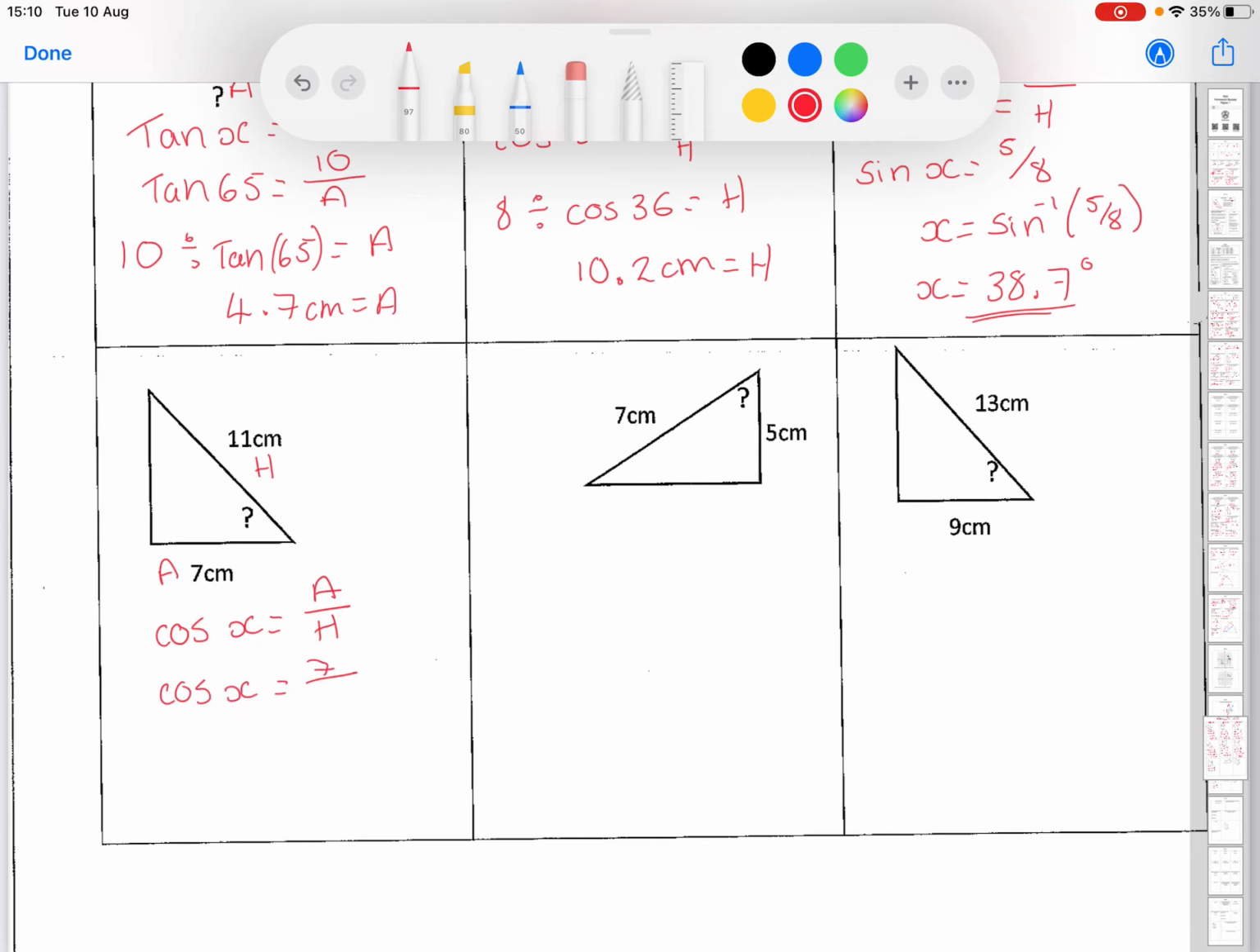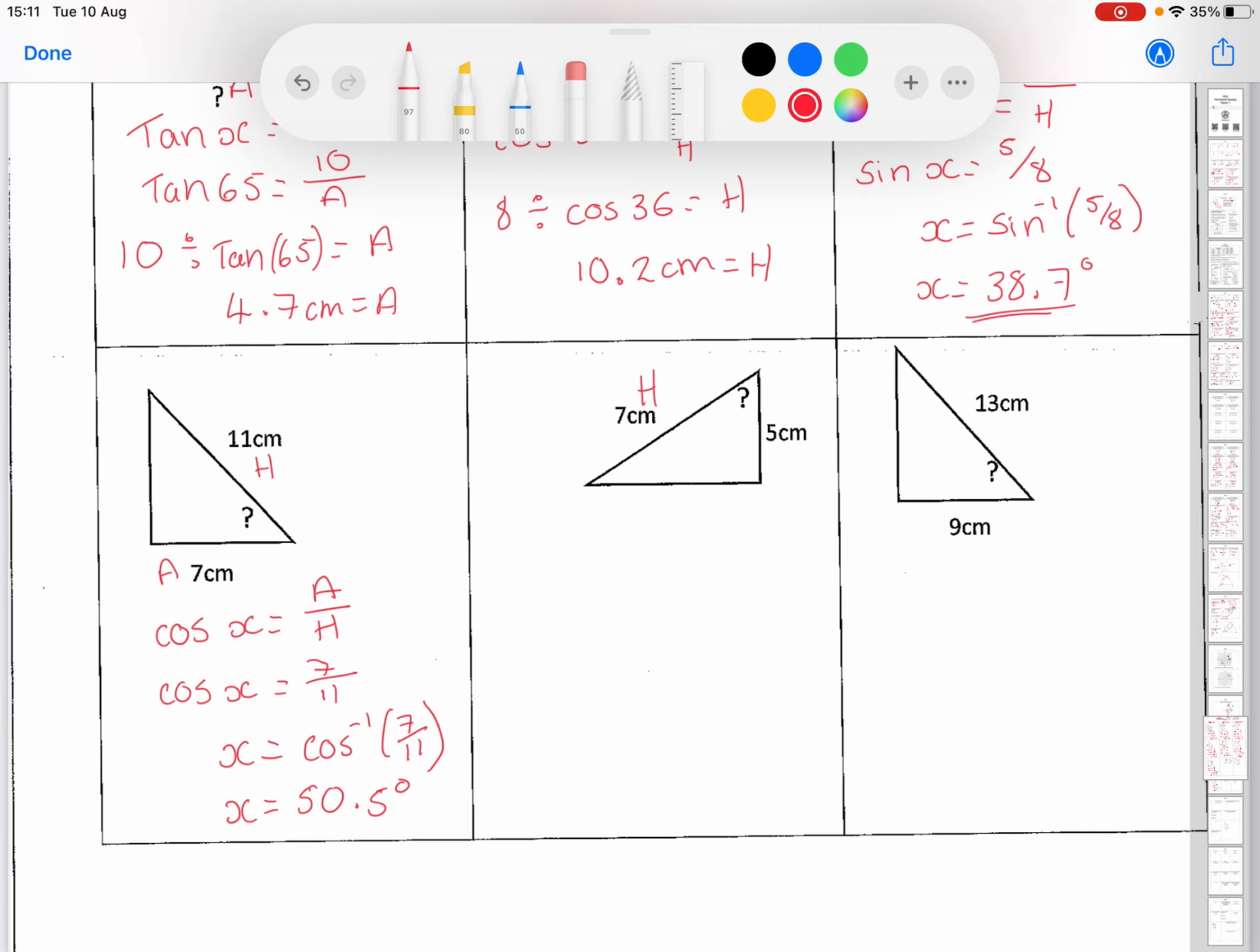Then we need to substitute in. So we've got cos of the angle x. A is 7, we've labelled, and H is 11 that we've labelled. Then to find our angle, we're going to shift. So if you're finding an angle, you shift cos of whatever 7 over 11 is. And when you put that in your calculator, you get 50.5 degrees.